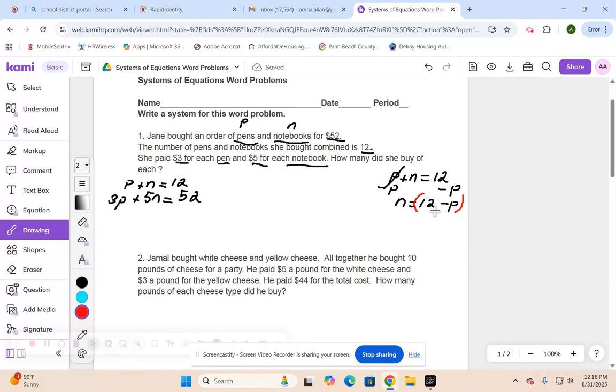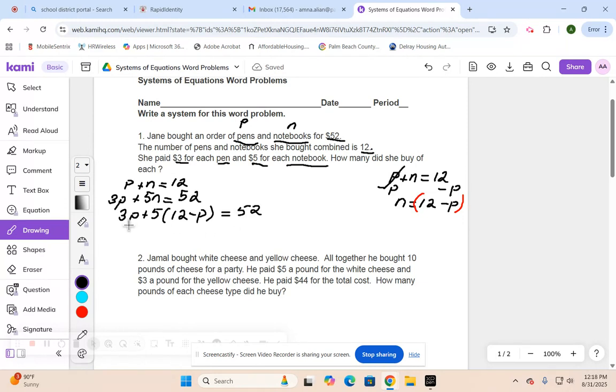Now we have a replacement value for N. So now we can take this value for N and replace it in the second equation for N. Okay, so we're going to go ahead and just copy 3P down plus 5 times N. We have a replacement for N, and that's 12 minus P. So in parentheses, we're going to put 12 minus P equals 52.